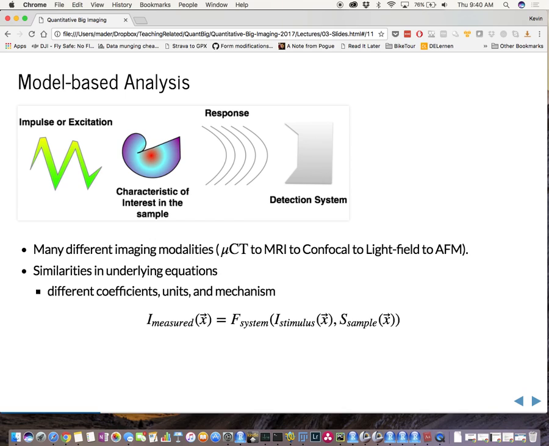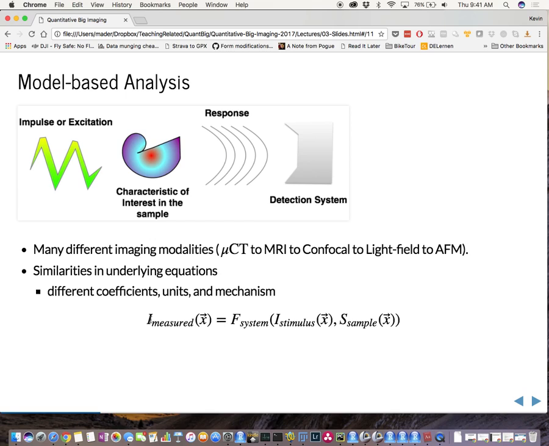So when we take the model-based analysis, you have this idea of some sort of impulse or excitation. You then have your characteristic of interest in the sample, whatever that might be, your response, and your detector. If you look at something like micro-CT, MRI, or atomic force microscopy, you can define what your impulses are and what the characteristics are that you're looking at, and then you can come up with something like: I measured equals the transfer function of the system, whatever that is, with the stimulus as one of the inputs and the sample as the other input.